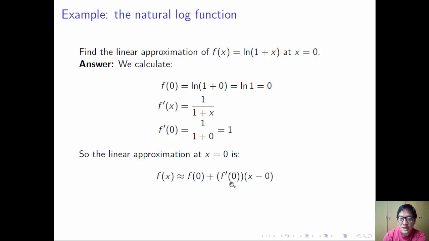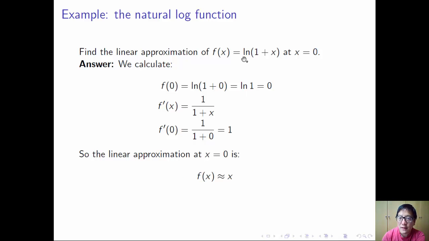You have to plug in that value to get something sensible out here. Anyway, after plugging in that value, so you put in 0 for f of 0 and 1 for f prime of 0, and this minus 0 goes away. And so we see that for values of x near 0, f of x is approximately equal to 0 plus 1 times x minus 0, or in other words, f of x is approximately equal to x.